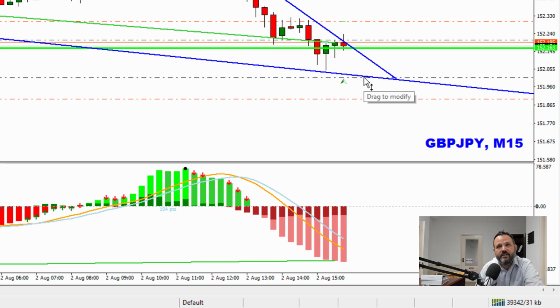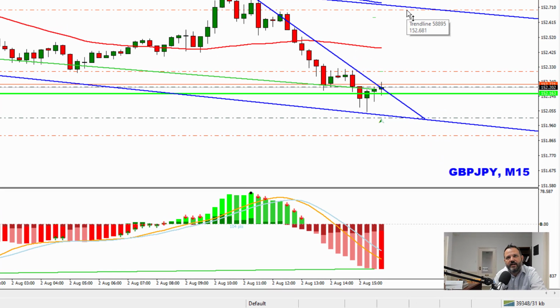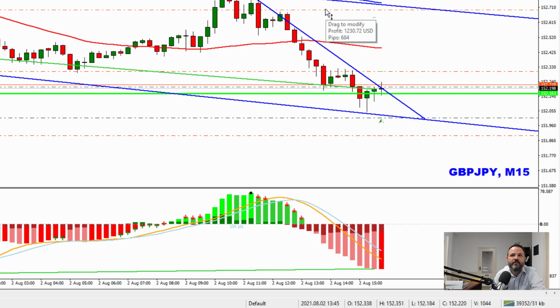If it comes down here, that's a little bit bigger in size. This is 2 lots. So if it comes back up, then I will really make a lot of money, right? Here's my take profit up here, it's a $1,200 trade. So just by adding one little position, it adds a lot of profit. And I don't want to be greedy.